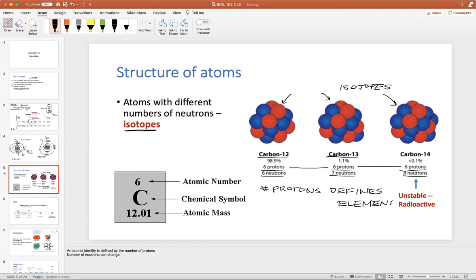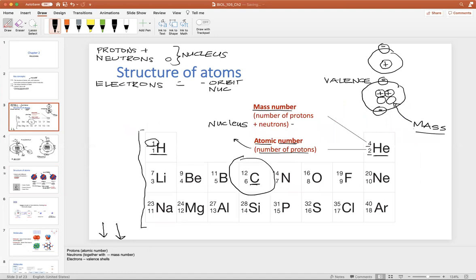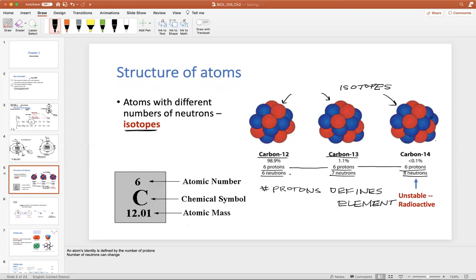Well, if we suddenly went from 6 protons to 7 protons, it would be a whole different critter. Let's look up here. 6 protons is here. If you went to 7 protons, you wouldn't be carbon anymore. You would be nitrogen. So the number of neutrons can change, but if the number of protons change, then you've changed elements, okay? So I always say that protons equal the personality of the atom because that's easy for me to remember.